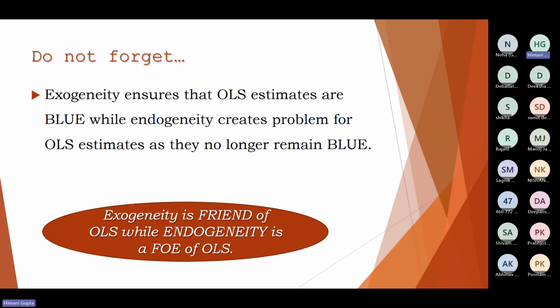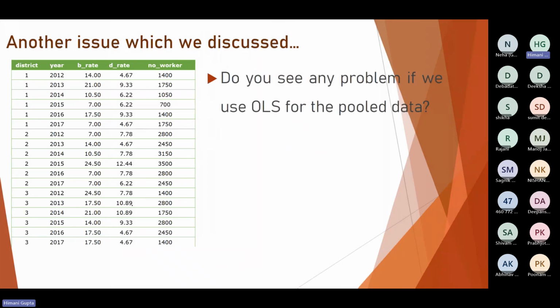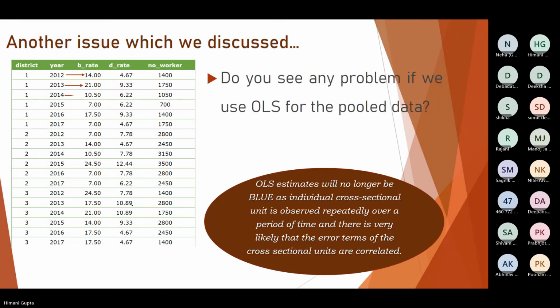So again, we have already discussed exogeneity and endogeneity. Now see one more problem over here. Your OLS estimates will no longer be BLUE, as the individual cross-sectional unit is observed repeatedly over a period of time, and there is likely to be an error where the cross-sectional units are correlated. These cross-sectional units can also be correlated among them. This we are taking for one district only. This is for the 1st district, 2nd district, 3rd district, and every year, birth rate is related to each other. So again, this can be one of the problems.